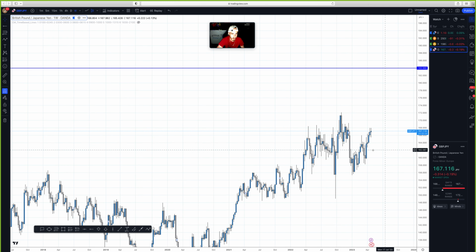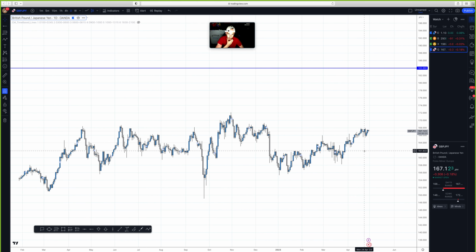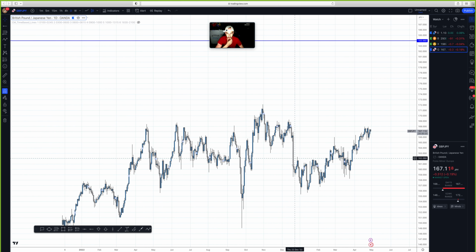Keeping in mind areas of demand on the weekly, let's see. I don't want to mark this one just yet because we need a push. We need to break these highs to be considered an area of demand. So if we go to the daily, let's see what we're working with. On the daily, let's break this down.